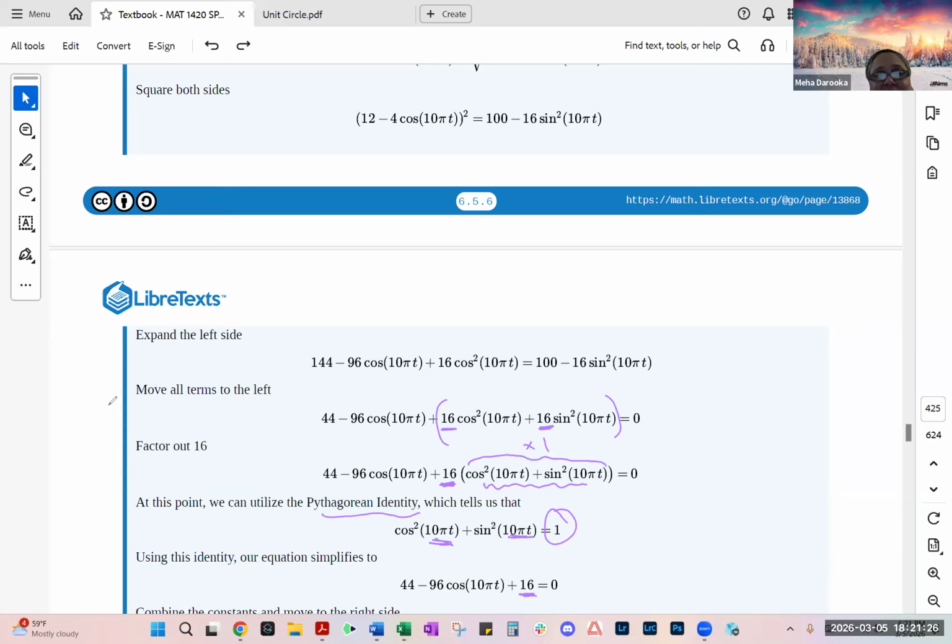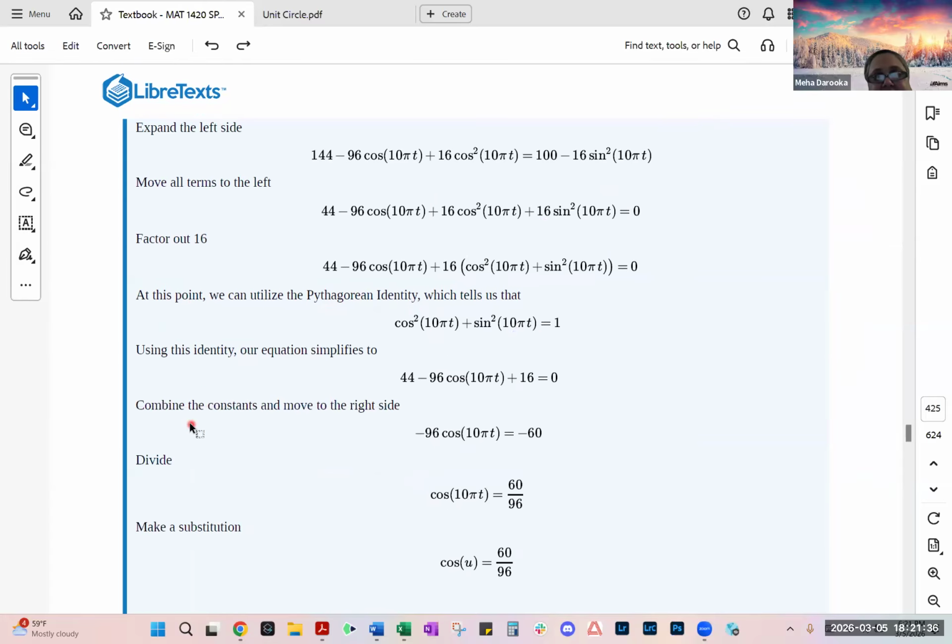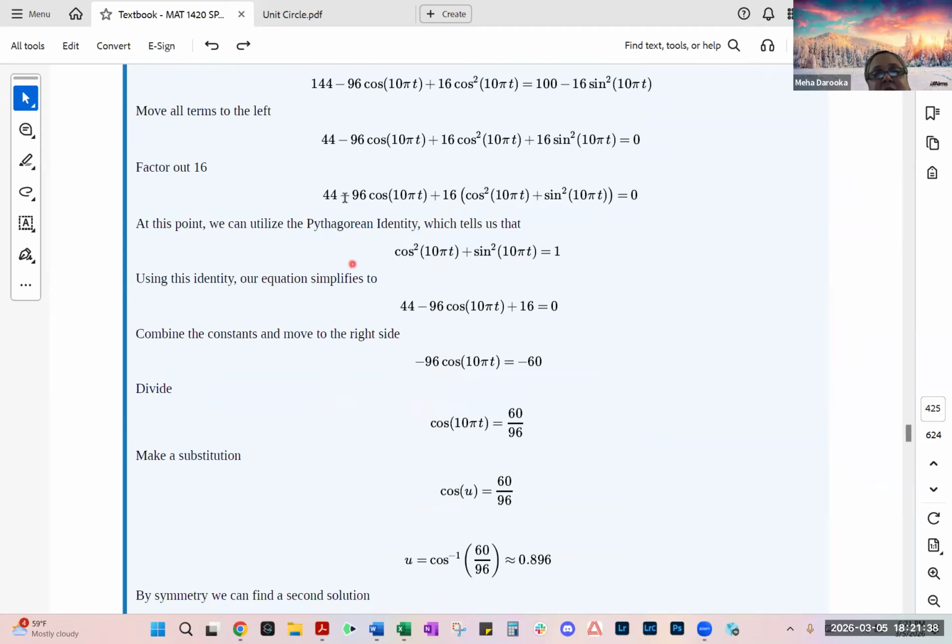So it does start kind of looking a little ugly, right? Because there's just so much happening there, but you are actually able to simplify it quite a bit and then look at what you are left with. We've got the 44 from here. We've got the negative 96 of cosine of 10 pi t, and then the 16 times 1 just became 16. So obviously we can combine the 44 with the 16. That adds up to 60.